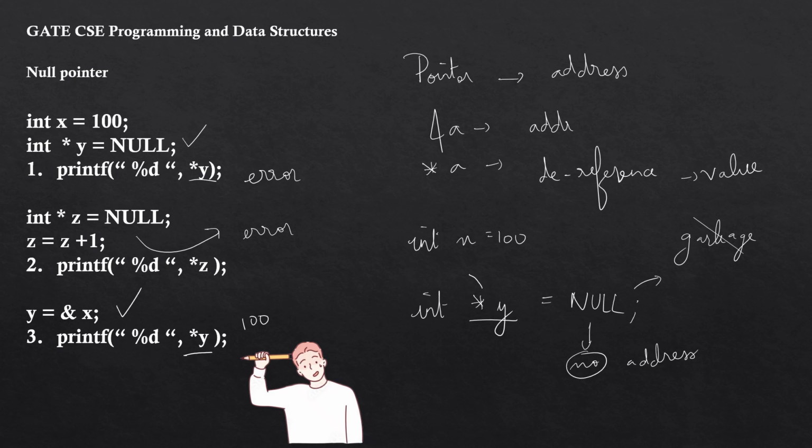When we do ampersand x, it means assign the address. Suppose x is at memory 200. So when we say y is equal to ampersand x, it means that now y is a pointer which stores the address of x. So when you're trying to dereference, you get the value at 200, which is 100.